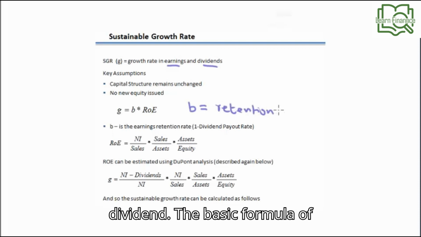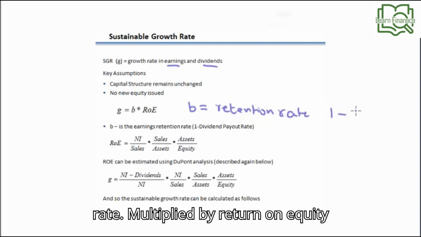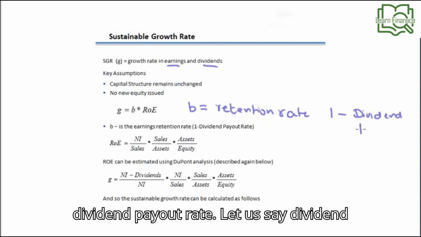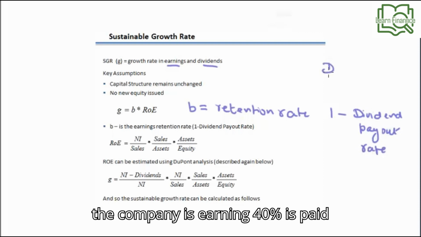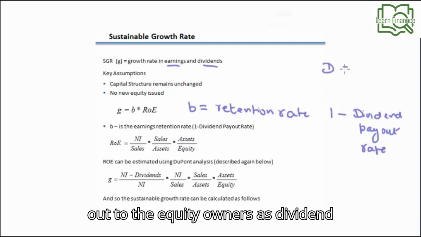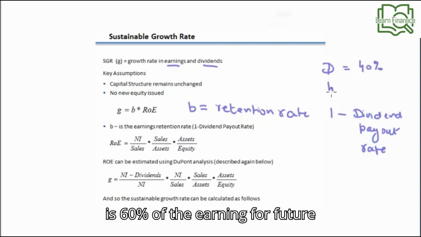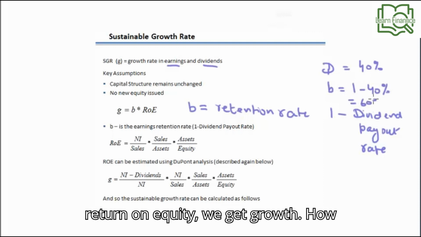The basic formula of sustainable growth rate is retention rate multiplied by return on equity. Retention rate is defined as 1 minus dividend payout rate. Let us say dividend payout rate is 40%. This means whatever the company is earning, 40% is paid out to the equity owners as dividend. Company is keeping 1 minus 40%, which is 60% of the earning for future growth. Now, when we multiply this with return on equity, we get growth.